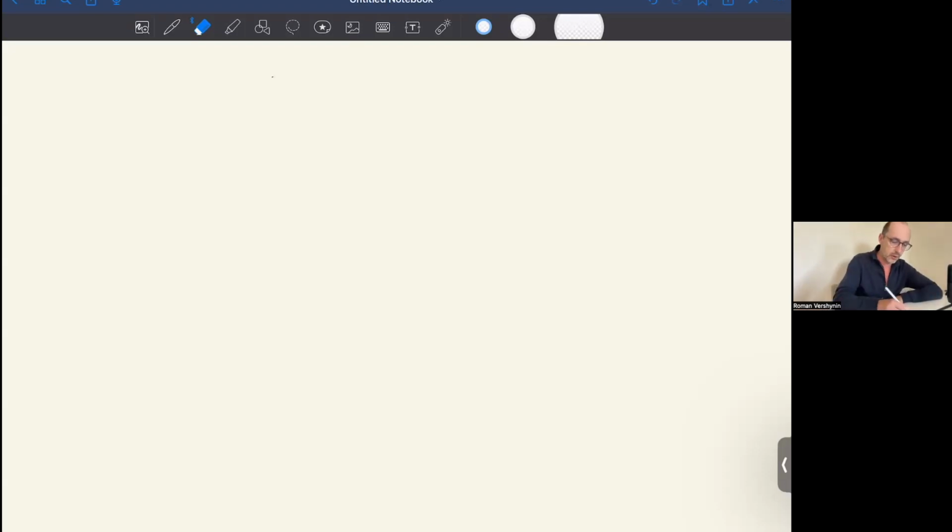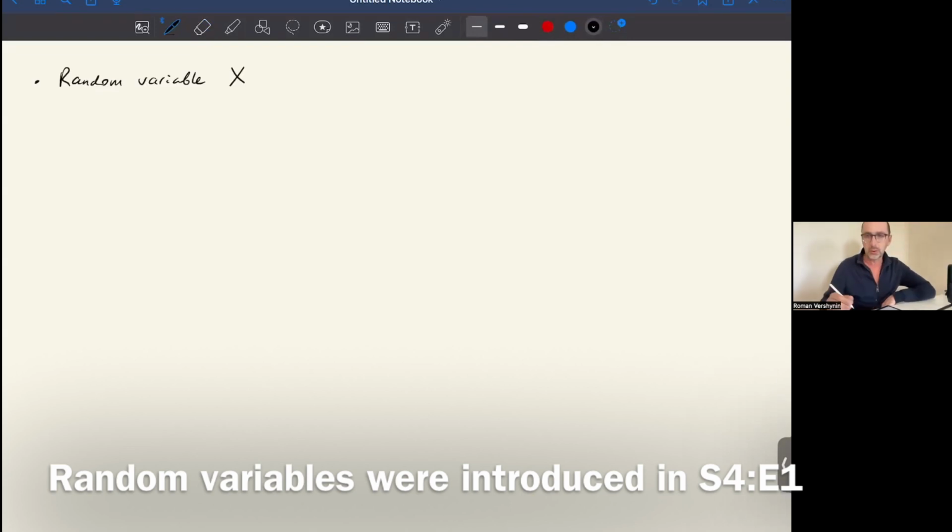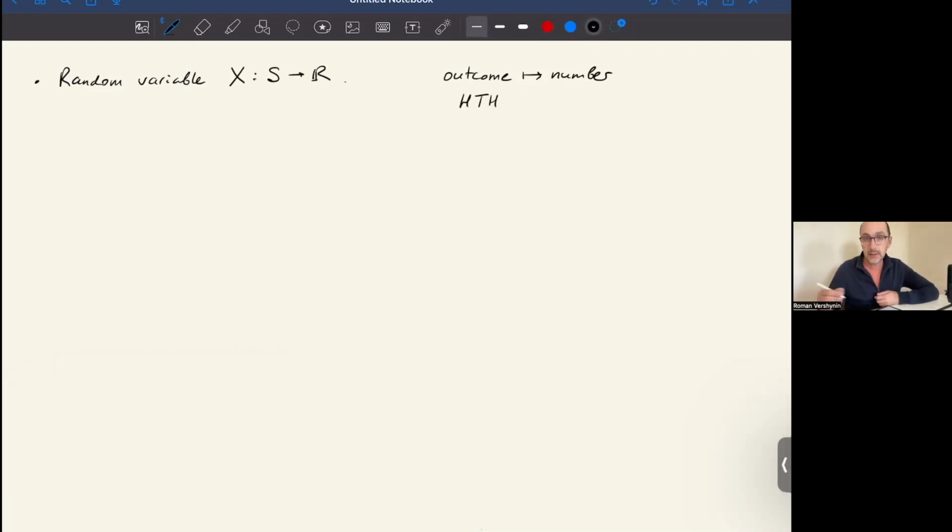But first, let's recall. A random variable, usually denoted by capital X, Y, or Z, is a function on a sample space. In other words, a random variable assigns each outcome a number. For instance, if you flip 3 coins, the number of heads is an example of a random variable. In particular, if you flip head, tail, and then a head, then the random variable assigns this outcome the number 2 heads. A random variable can take on many values, such as here 0, 1, 2, 3.